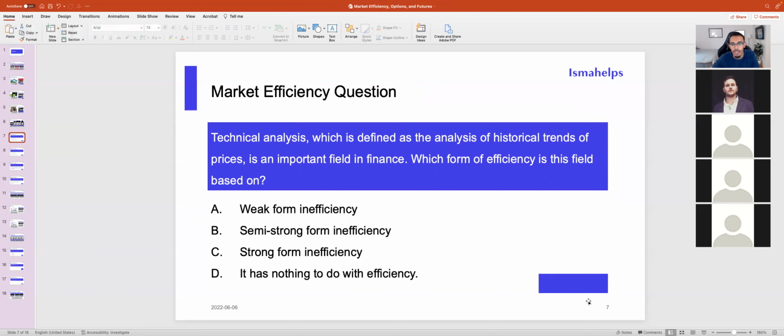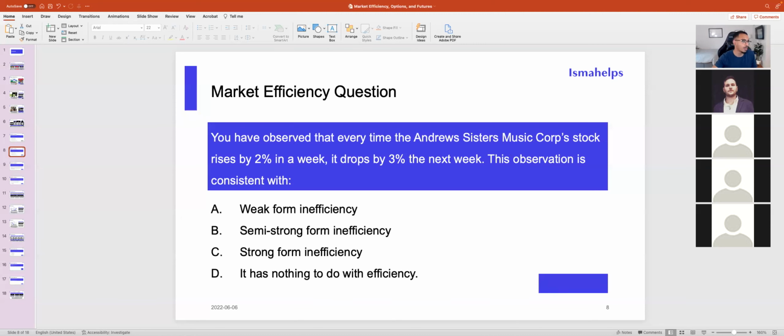Okay, I guess you guys are pros. Yeah, the answer is A. It's essentially weak form efficient. We spent so much time talking about it, so it's really good that you understand that. Great stuff.